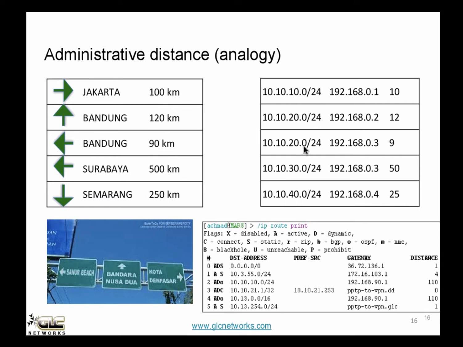So which one do you pick if you want to go to Bandung? Bandung is the same destination, and you have two gateways to go to Bandung: go straight or go left. On each gateway, we have a different distance. If you go straight, eventually you will arrive in Bandung with 120 kilometers distance, and if you turn left, it is 90 kilometers.